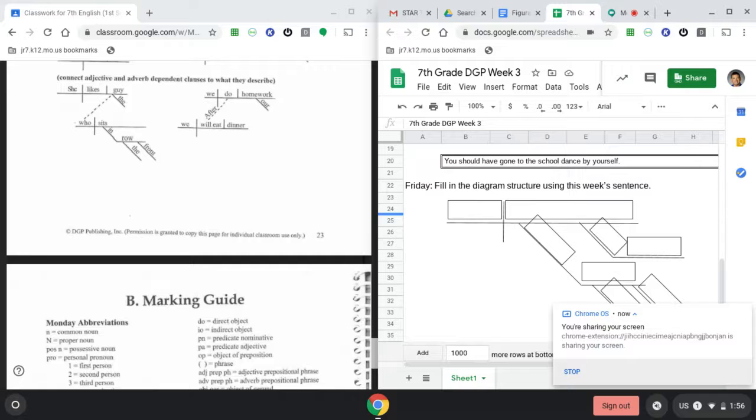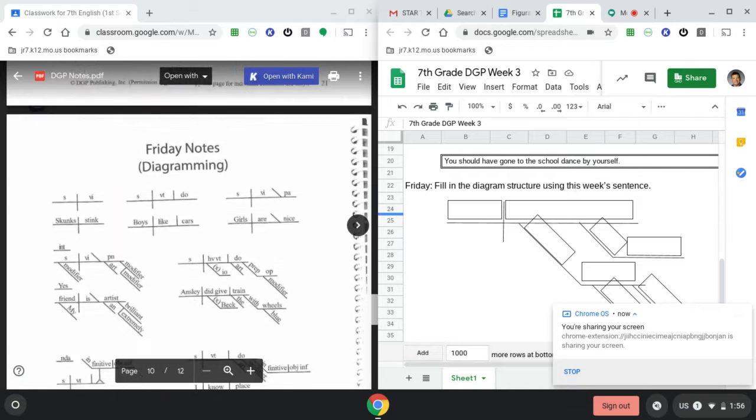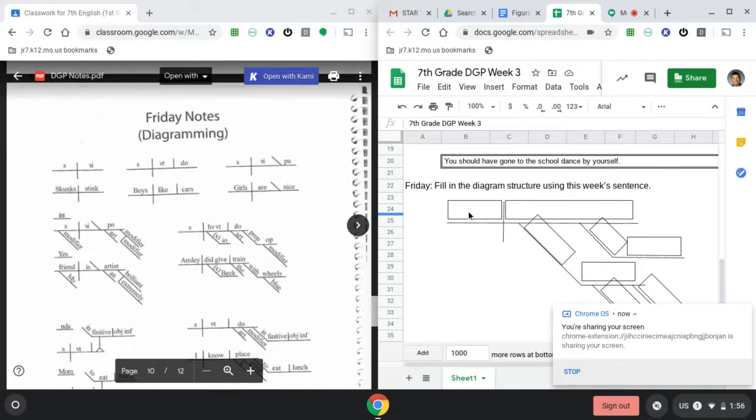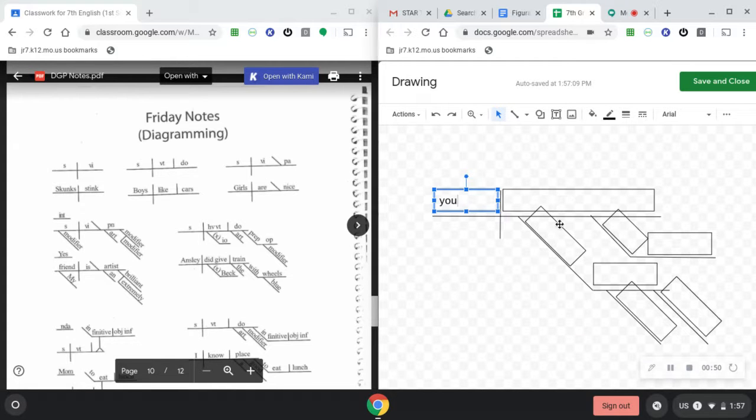So looking at this, the S stands for simple subject. What is the simple subject in our sentence of you should have gone to the school dance by yourself? It is you, correct? Does that make sense? Okay. You is the simple subject.